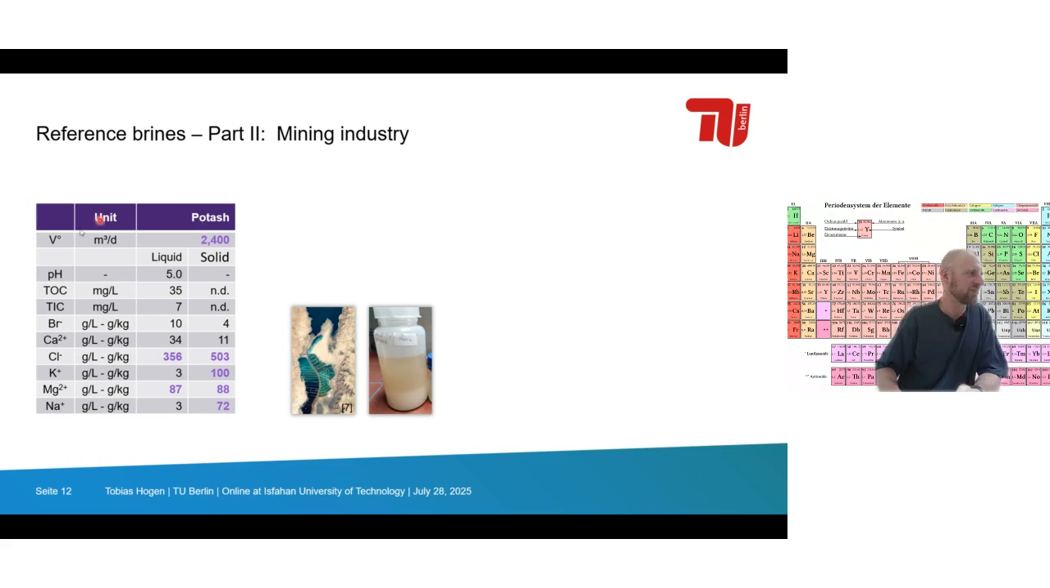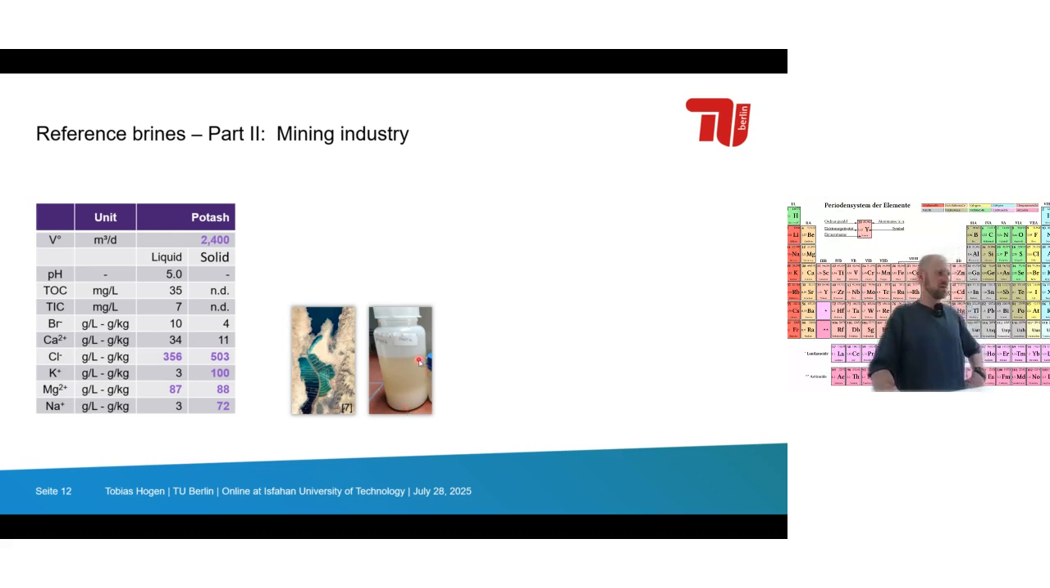Yeah, so on the left-hand side, I show the analyzed parameters. On the one hand, the volumetric flows are really extreme. I just have a reference for calculation. I just took 100 cubic meters per hour, ending up in 2,400 per day, but in the end these are much higher. But we just need some figure to start the calculation with, so I chose this one. And then I show the main ion composition of the liquid and the solid phases.